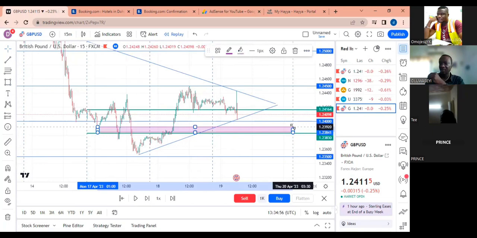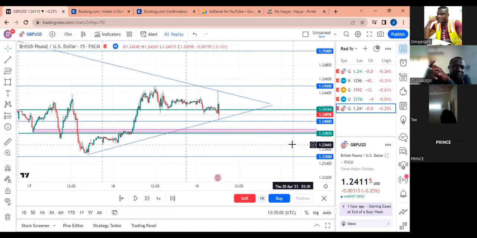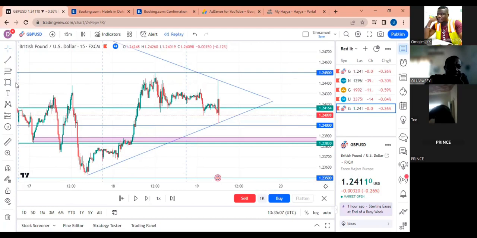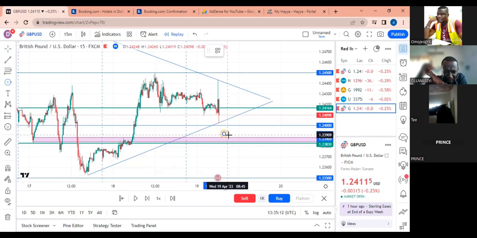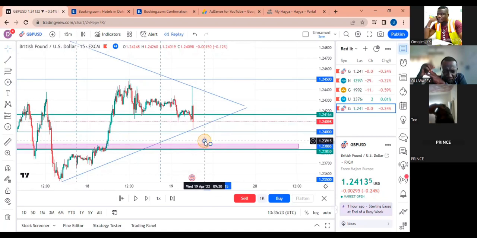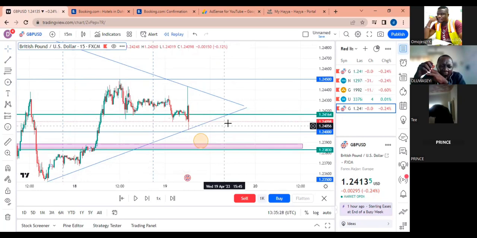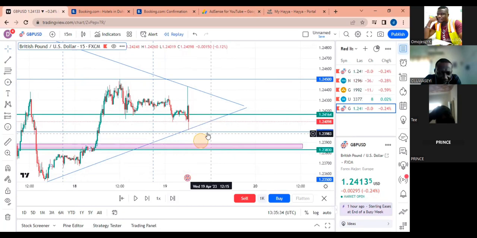So if I'm to take this trade now, I'll be waiting for the market to come around here, to come and react here. I think I dropped this particular one on the group. This is on Wednesday. So I'll be waiting for the market to react here for me. And if I don't see any reaction here, if the market didn't come here, I'm not going to take any trade. So let's see.